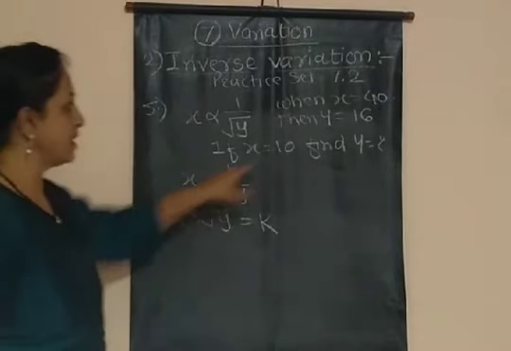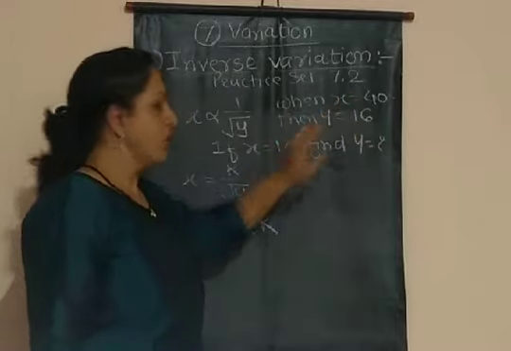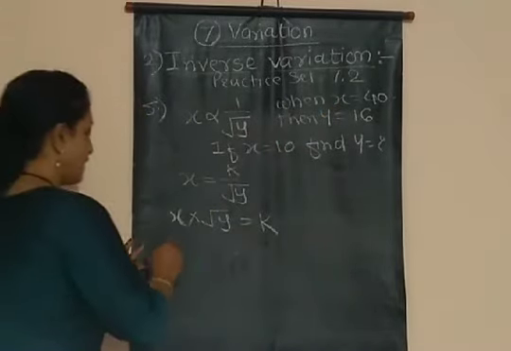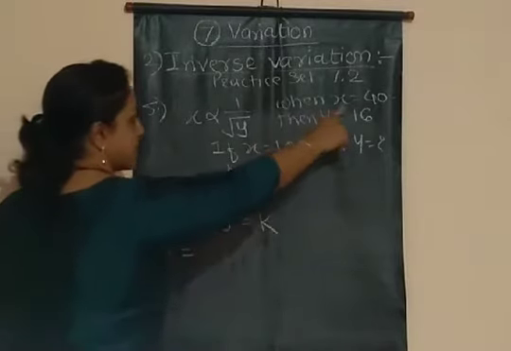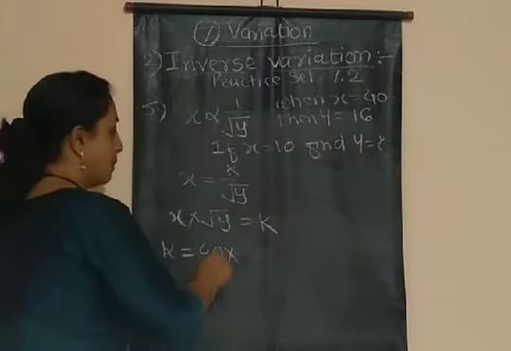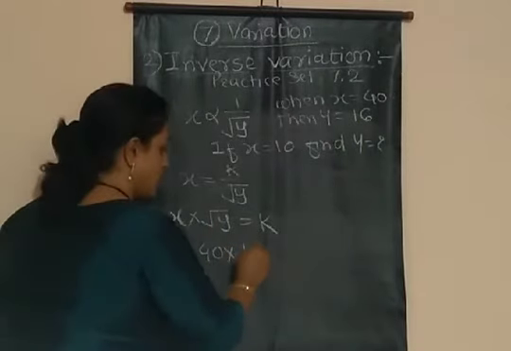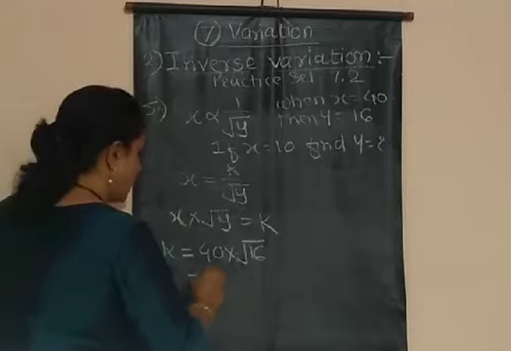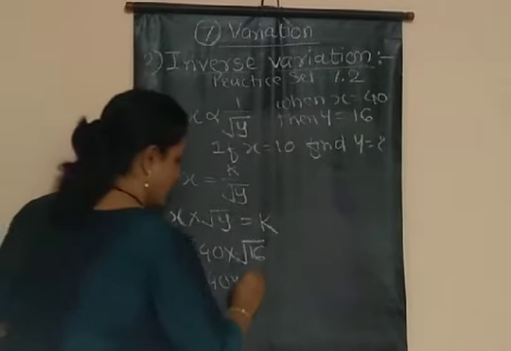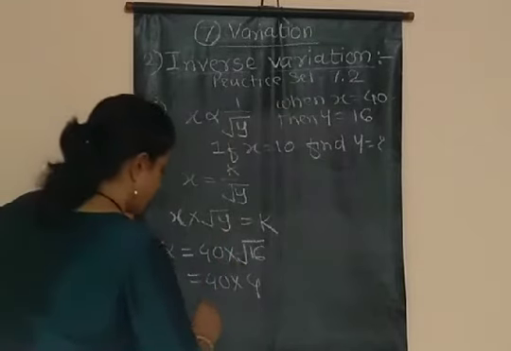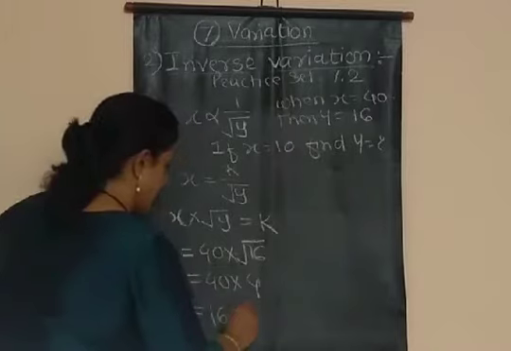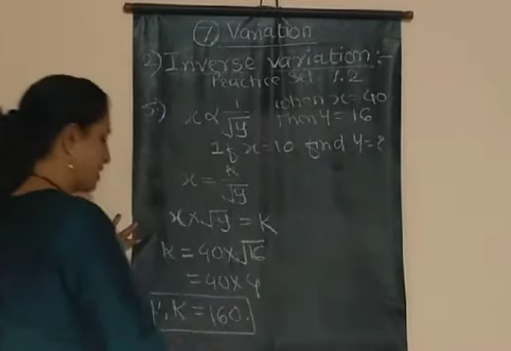Now put the values from this first case. Actually this is the first case, and by using it we will get the value of k. So let us write here k is equal to, what is x? That is 40. Multiplied by what is y? That is 16. But we have to take the value of y under root. So under root 16. And then we get 40 multiplied by, what is the root of 16? That is 4. 4 4s are 16. And then we get the value of k. k is equal to 4 4s are 16 and 0 as it is. So the value of k is 160.